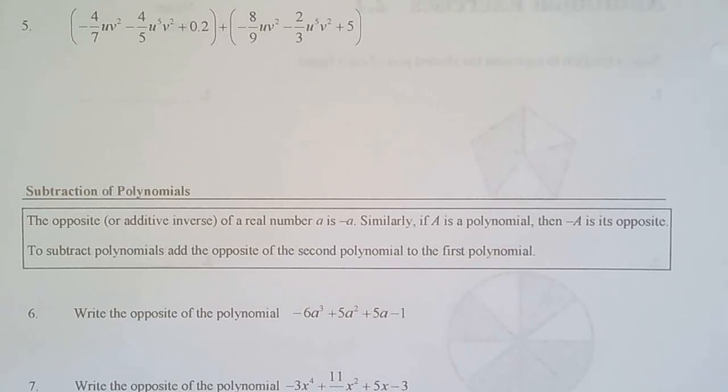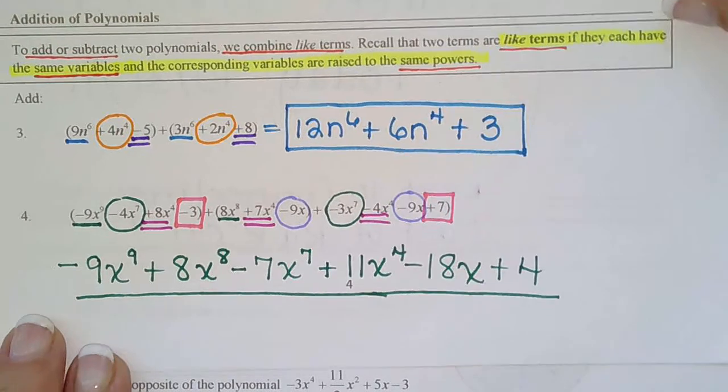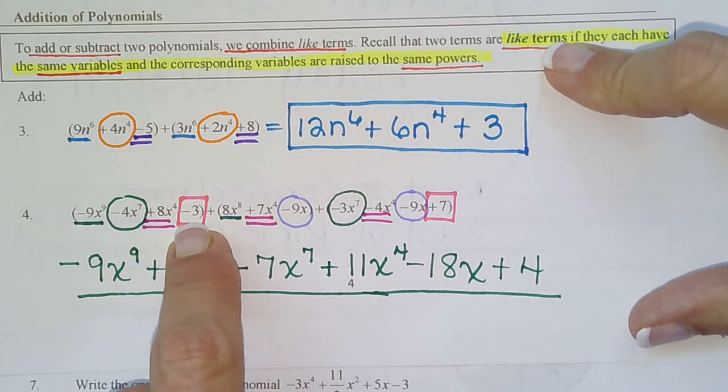Okay, I think we got cut off on that last term on the last page, so I just want to make sure everybody got that. So we were boxing our constants, the terms without the letters.